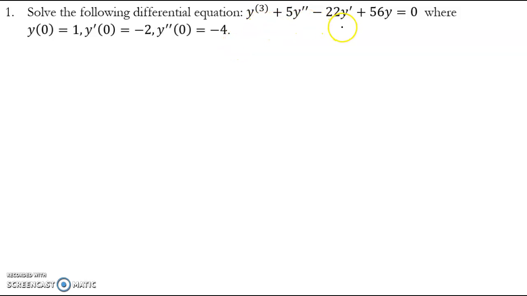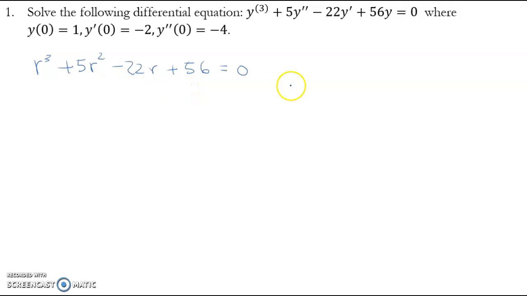All right, so this is the given, and we're even given the boundary values. If you remember what we did for the first order differential equation, we used r, so we're going to do the same thing. We're going to write it as r cubed plus 5r squared minus 22r plus 56 equals 0. All right, so the next step would be for us to factor this. You can use any factoring methods you like.